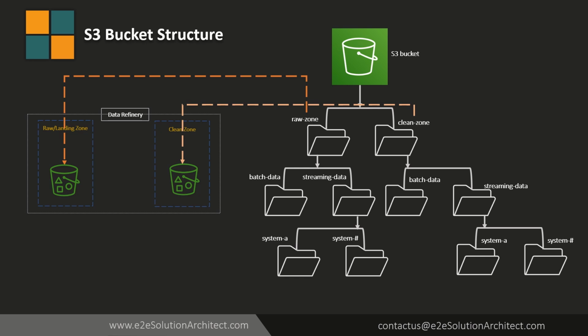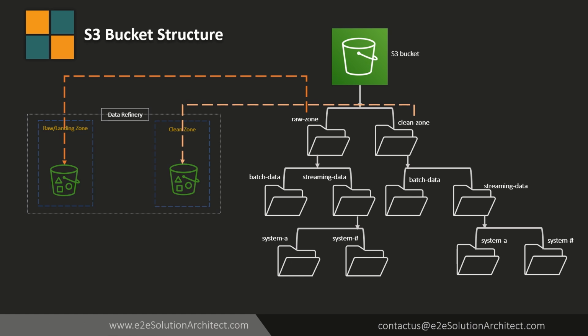Similarly, when you are cleaning your data and storing it in the clean zone, you can maintain the same kind of hierarchy. So the clean zone also has batch data and streaming data. Streaming data also has system A, B, C, whatever you need. So system A of the clean zone will contain all the processed and clean data which you took from your system A raw zone.